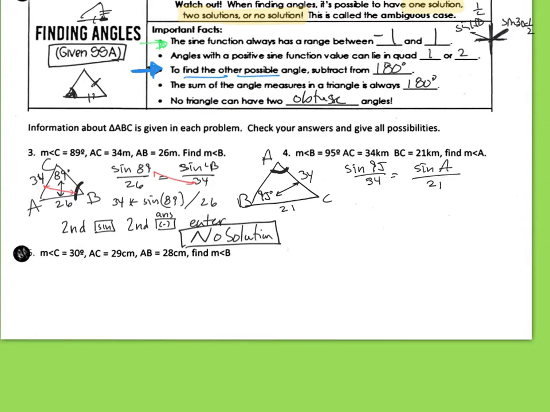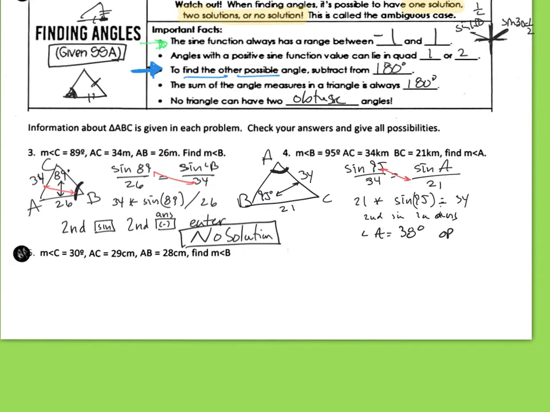And again, we start multiplying. So it is on the diagonal that you know. Mine have a tendency to be the same diagonal because I set the problems up the same. So 21 times the sine of 95, and then we close those parentheses, divided by 34. And then you have to do second sine, second answer. And we actually get an answer. So we get that angle A is 38 degrees.